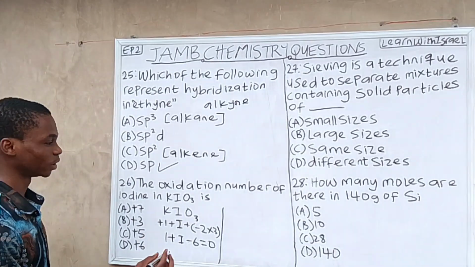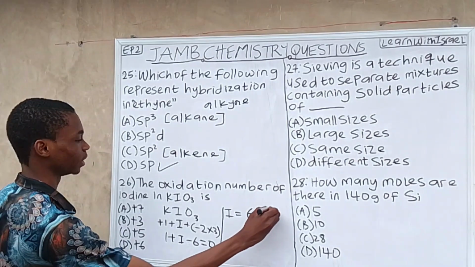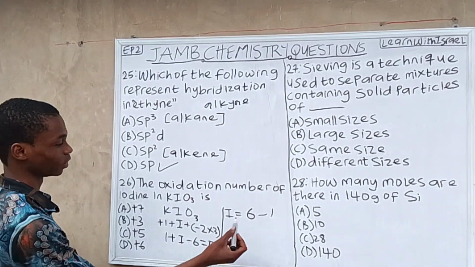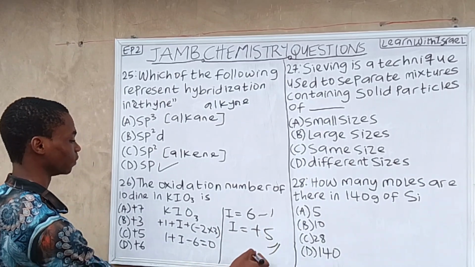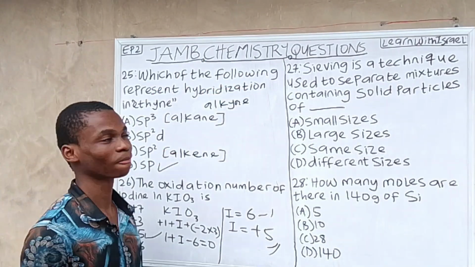So let's make our I the subject of the formula. Our I equals 6 minus 1. So our I equals +5. So +5 is the correct answer. Let's move to question 27.